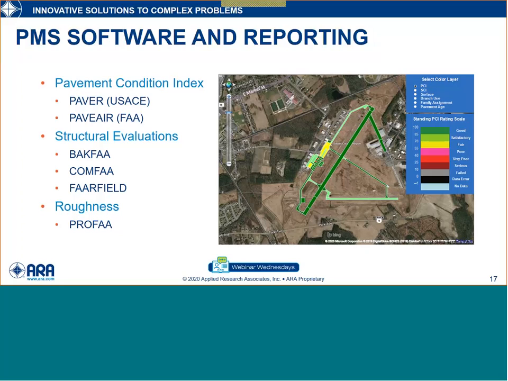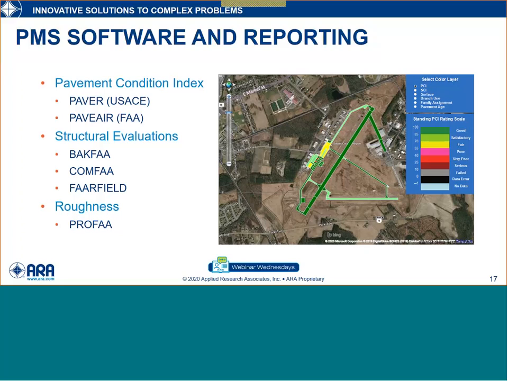For structural evaluations, there's 3 primary softwares that I'll touch on. BACFA is one used to back calculate the strength of each pavement layer using non-destructive deflection data. COMFA is the software that we use to calculate the pavement condition number, the structural assessment that I'll go into some more details on, the ACN-PCN procedure. And FAARFIELD is the FAA's design software, and that can also be used to calculate remaining structural life. Lastly, ProFAA is some software to evaluate roughness.